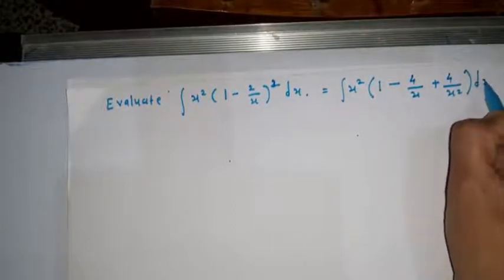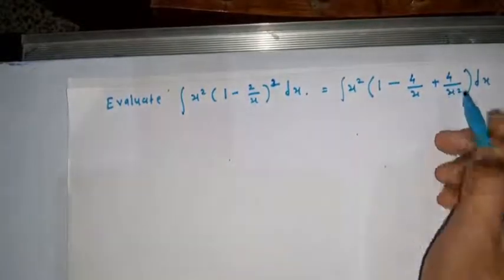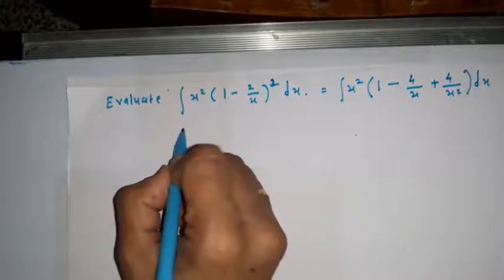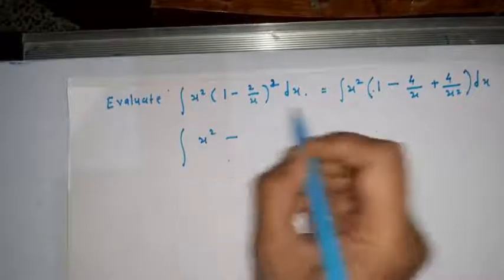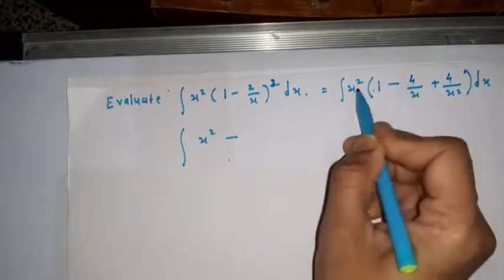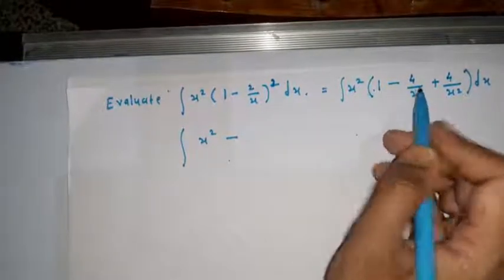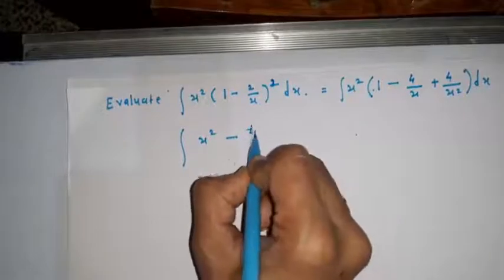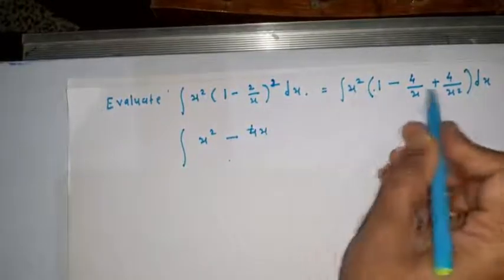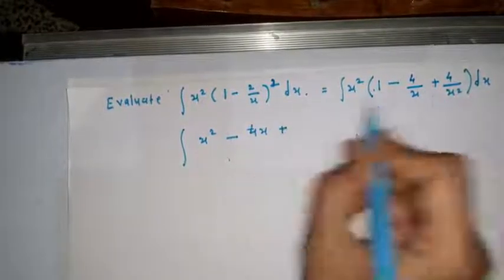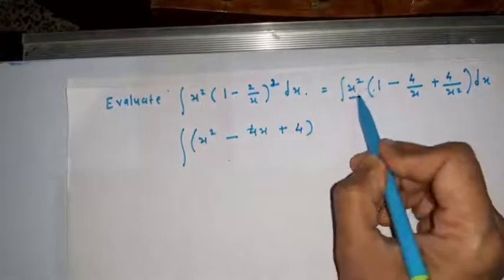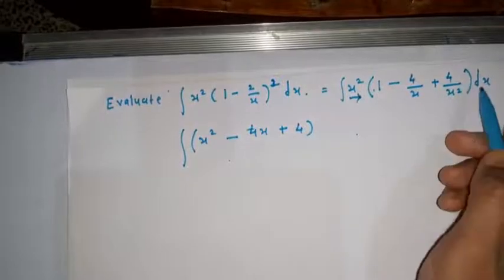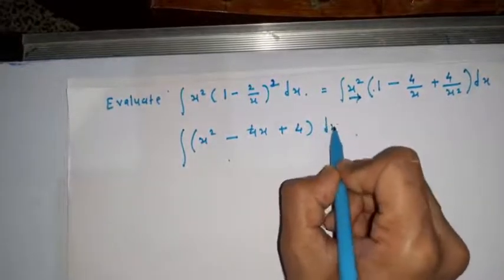This is the square of this bracket. Now again further simplification, x square into 1 is x square minus x4 into x square is 4x square upon x, that is minus 4x, and plus 4x square upon x square is 4. X get cancelled. We multiply by x square to term inside the bracket with respect to x.